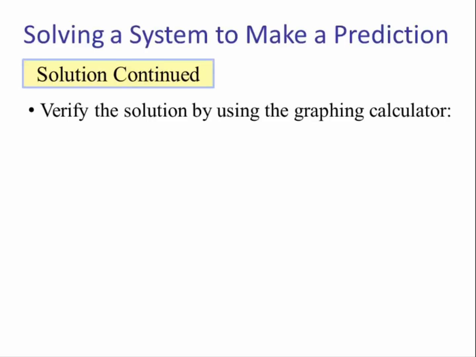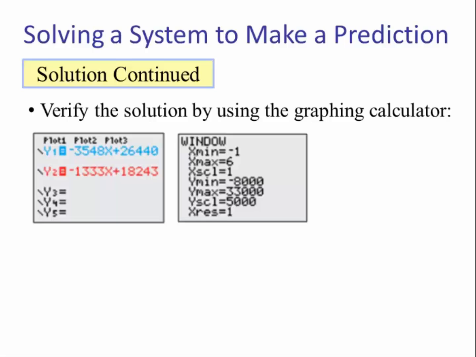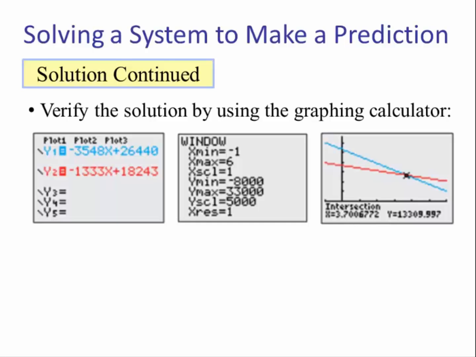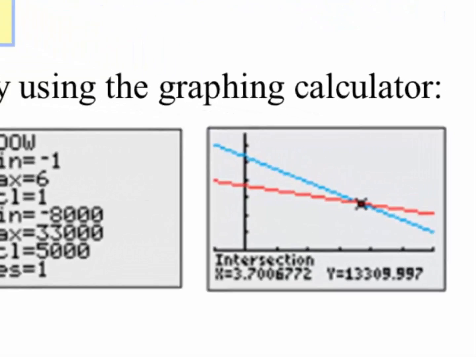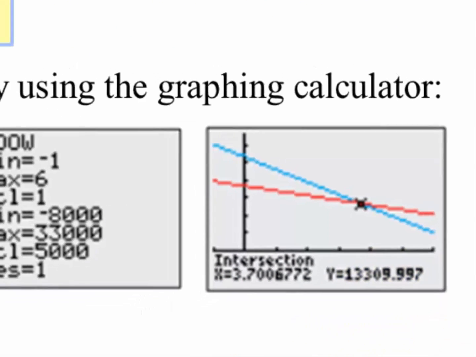We can verify this by using the graphing calculator. We type in the equations in y1 and y2. We adjust the window settings so we can see the point of intersection, and then we use our intersection feature to find the point of intersection, and the calculator is verifying our solution is correct.